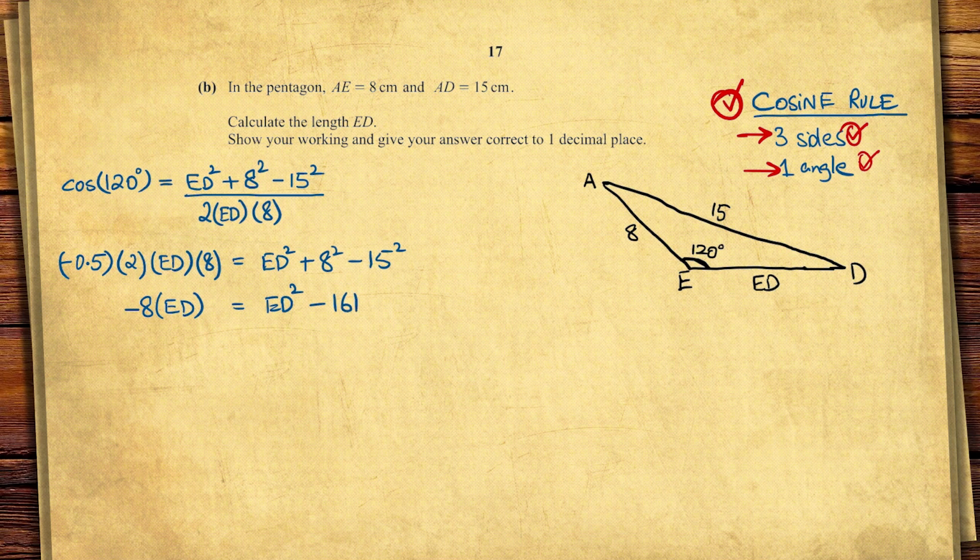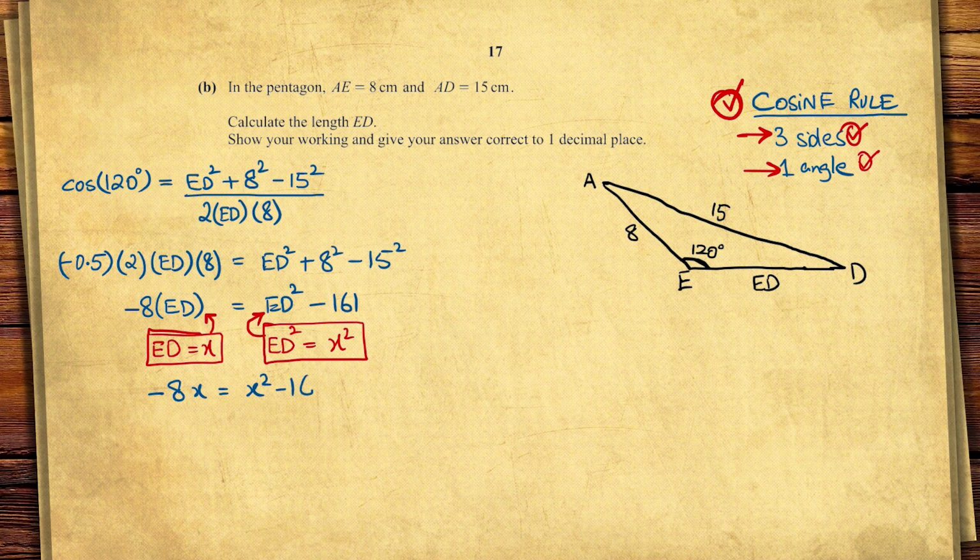Now we need to calculate the value of ED, but we have ED squared in the equation, and that means this is a quadratic equation and it needs to be solved like a quadratic equation. Perhaps we can apply the quadratic formula. Just to make sure you see clearly that this is a quadratic equation, let's write ED is equal to x, and that means ED squared will be equal to x squared. So in place of ED we will write x, and in place of ED squared we will write x squared. Minus 8x is equal to x squared minus 161.